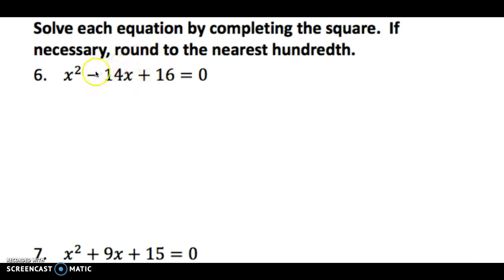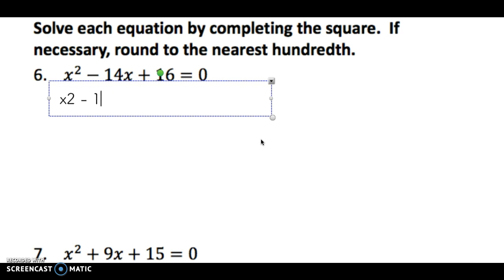Since this is not a perfect square trinomial on the left side of the equation, I need to move 16 to the right side of my equation. So I have x squared minus 14x equals, if I moved 16 to the other side, negative 16.